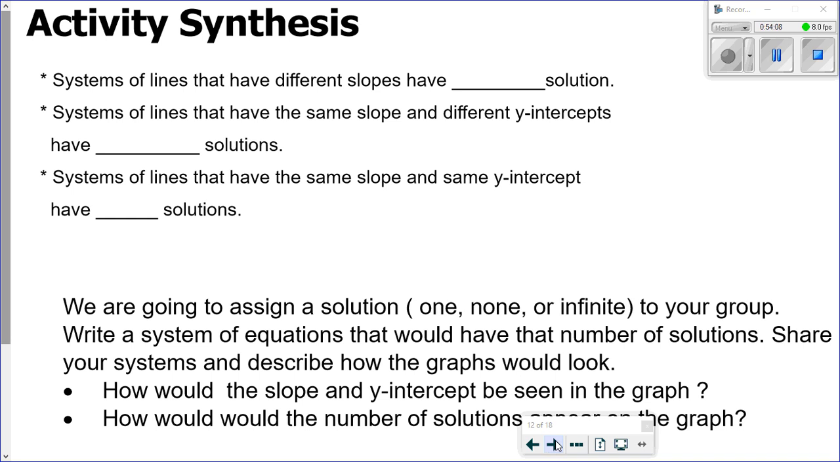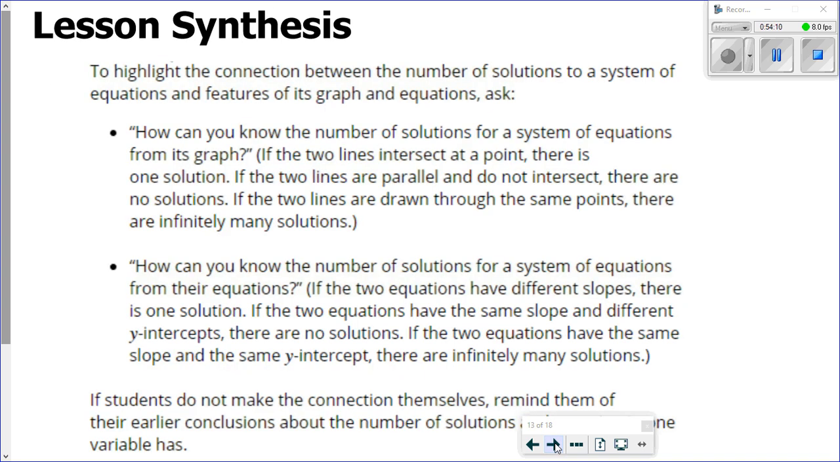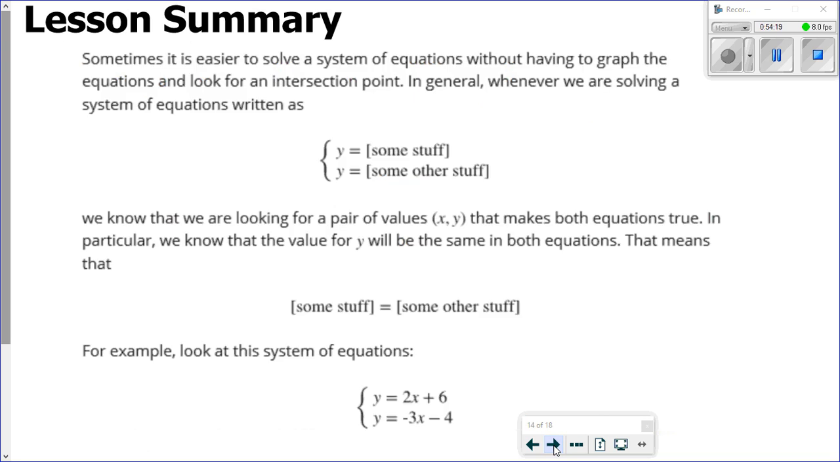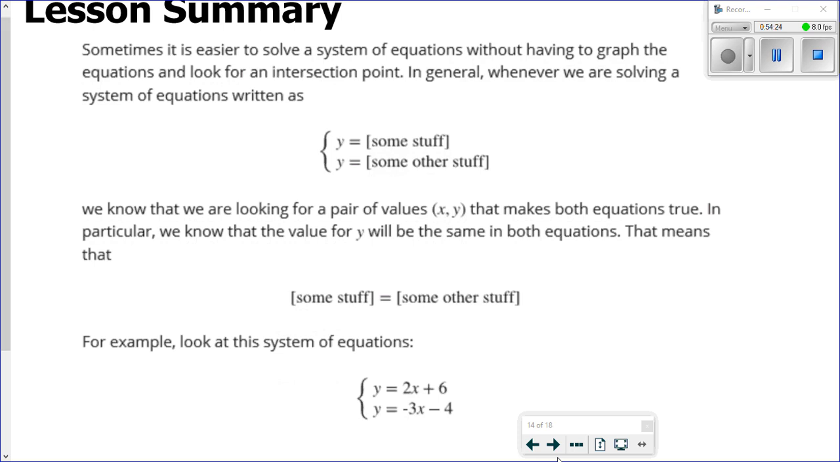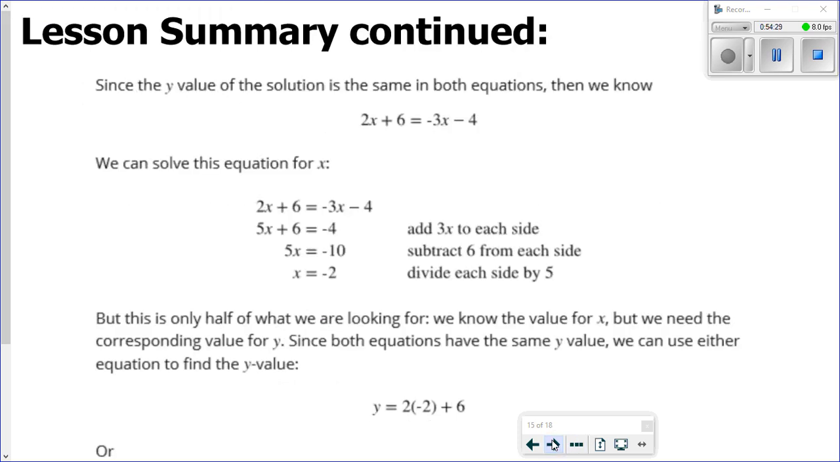All right. So those are the main highlights. You can absolutely please go through and read your lesson synthesis. Always important, good stuff in here. They talk about that a little bit more in the lesson synthesis, and in your summary, they get into solving algebraically, and they give you an example like how we solved many in today's lesson algebraically by setting the 2 equal to one another, okay, and then going back and finding the y value.